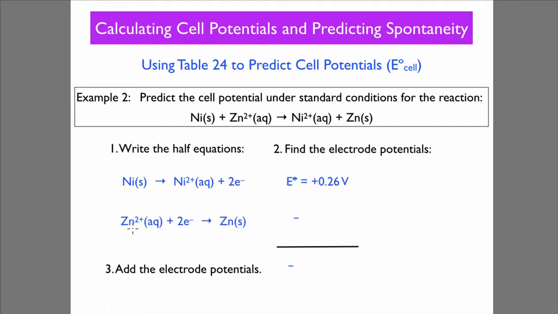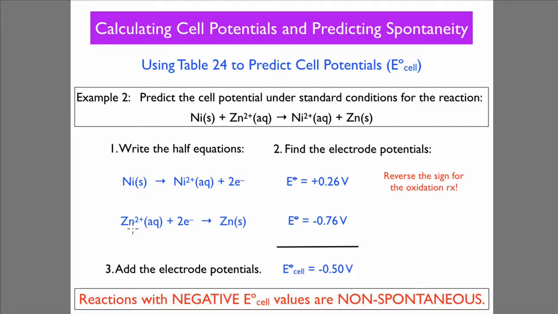Look at the cell potential. Obviously be mindful of the positive; it's got to be changed. You've got to reverse the sign because it's oxidation. And then scroll down over for zinc. Add them together. You can see this time it's negative. Reactions with negative cell potential values are non-spontaneous.